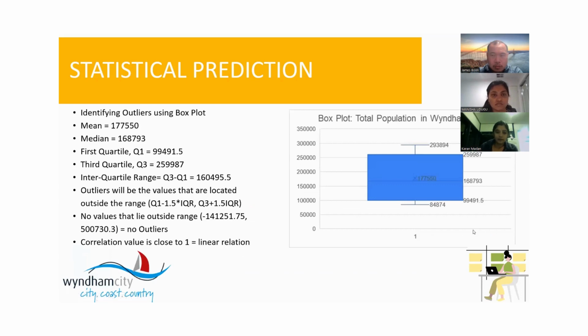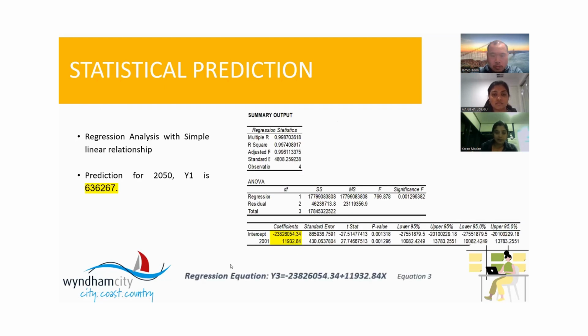Moving ahead to Wyndham City Council. Again, we could not find any outliers, and the correlation value was close to 1 between the years and the population data. So we established a linear relationship, and we conducted linear regression analysis. And when we put the value of X as 2050, it gives us 636,267 as the predicted population in 2050 for Wyndham City Council.